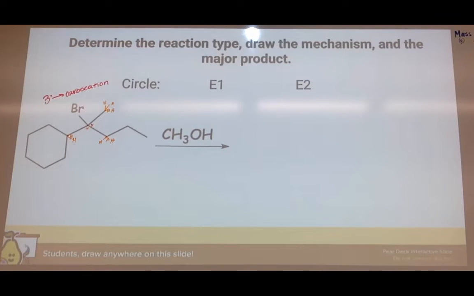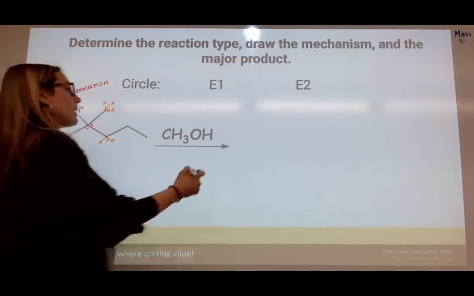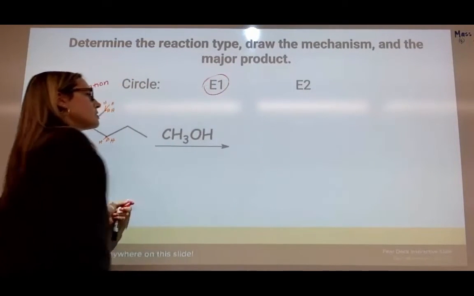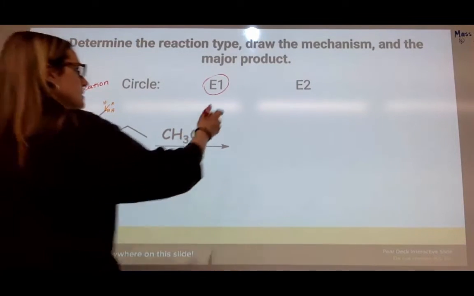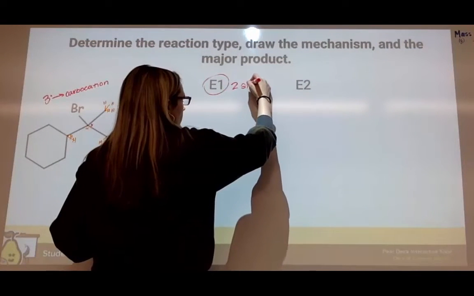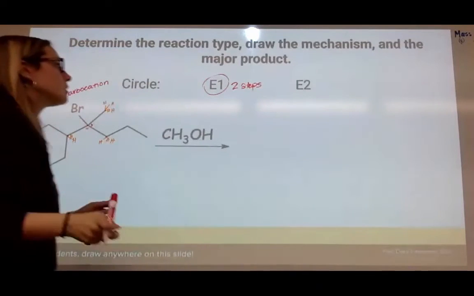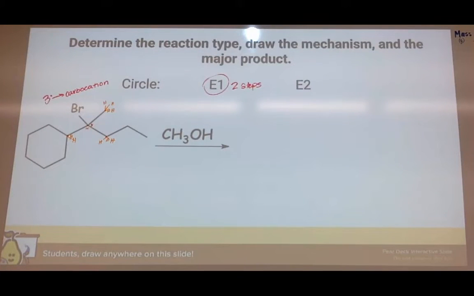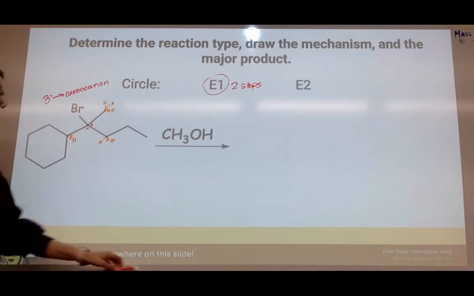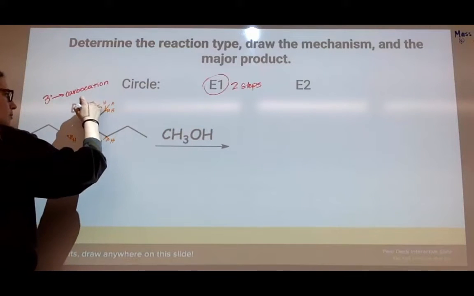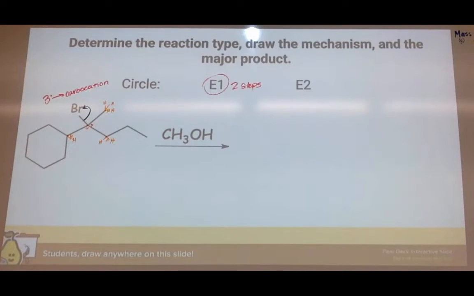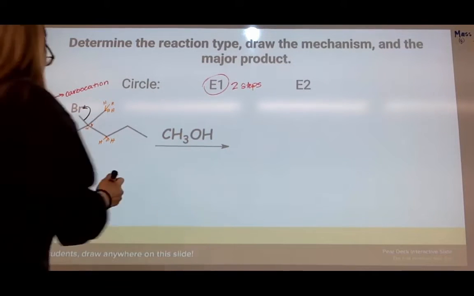Tertiary carbocations are the most stable carbocations that we will look at. So this is going to undergo an E1 reaction. 2 steps, carbocation intermediate. So we're going to look at the mechanism. First thing in any 2-step mechanism is that the leaving group leaves. So the leaving group leaves, forming a carbocation.